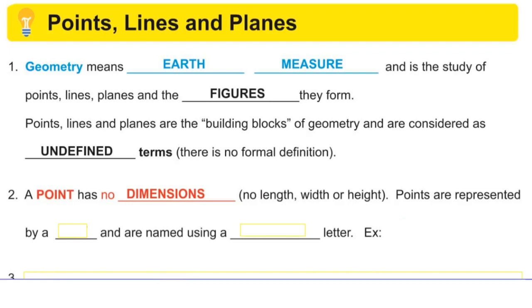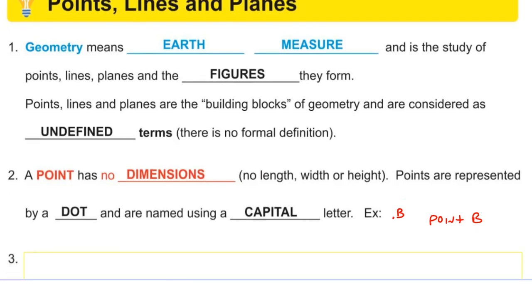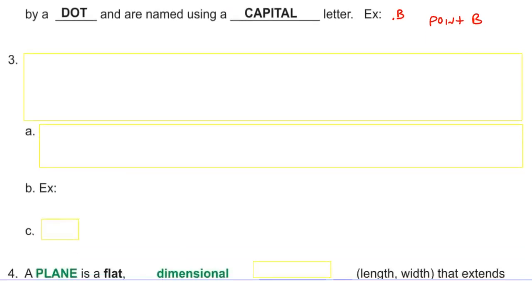How do you represent them? Well, they are represented by a dot and are named using a capital letter. Now, geometry is a discipline that is a technicality, so we have to be technical in what we do. So if I had point B, if I were to say that in words, I would write point B. Capital letters for your points. So a point has no dimensions, and no length, width, or height.